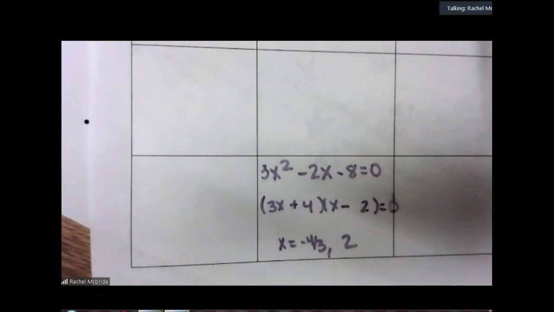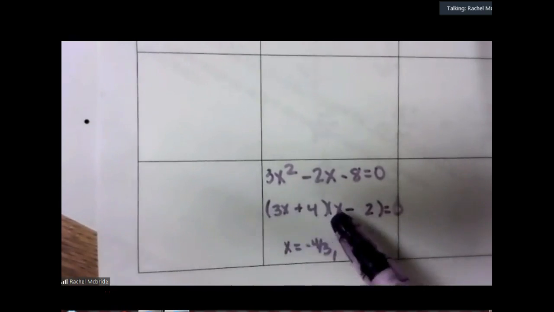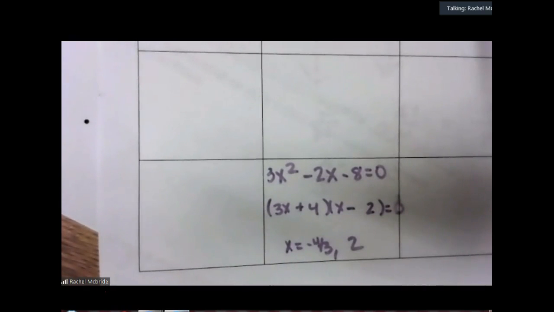This would be a case where I would have used a magic X. And again, I knew that 3 was prime though, so that automatically narrowed down my front 2 pieces. I know I needed to have a 3x and an x. Do we need to see anything else involving that? Do we kind of remember how to do it? We're good?